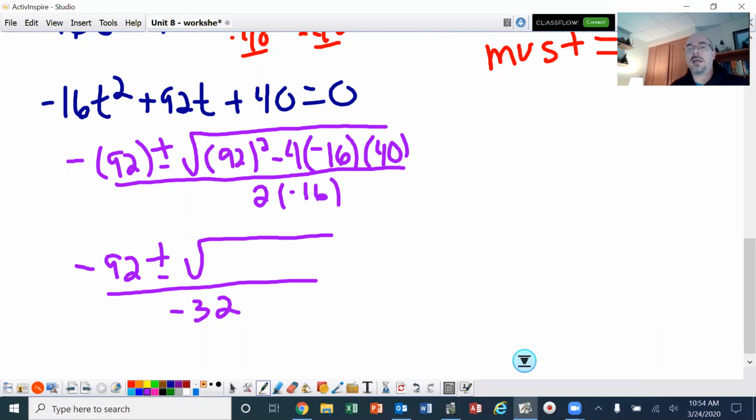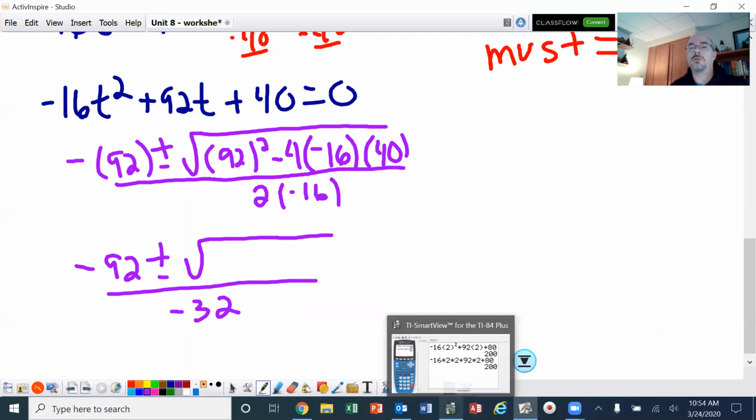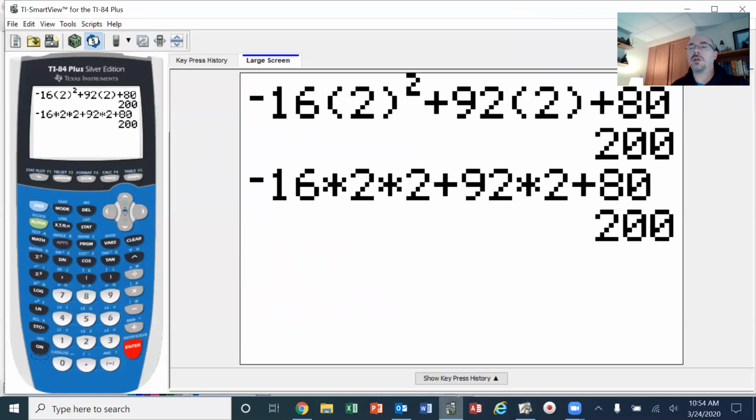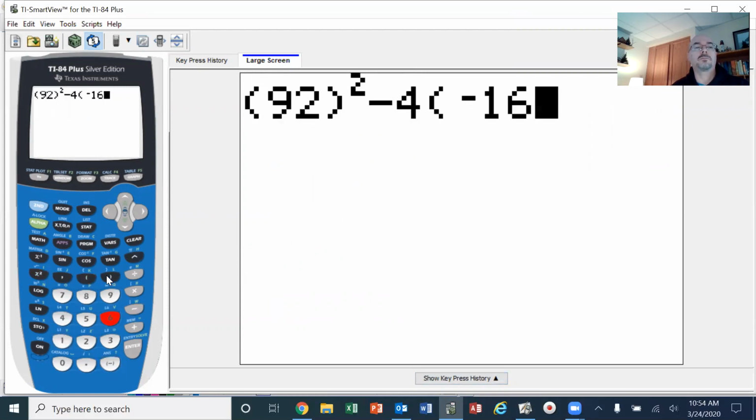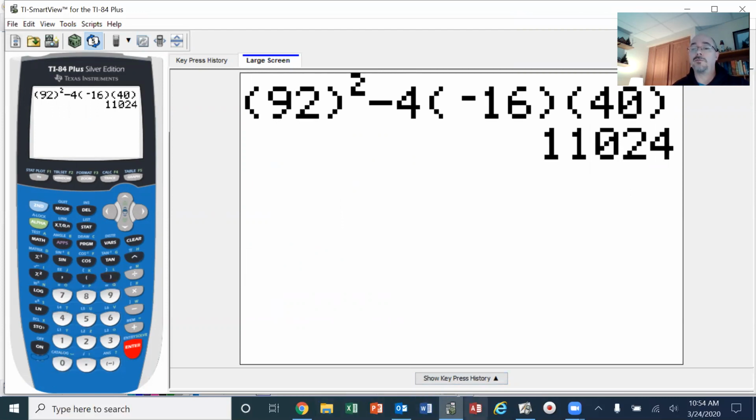So when we type that into the calculator, here we go. Again, I'm going to use our calculator. If you're using your cell phone, you're going to have to adjust a little bit. We're going to take the 92 and square it. We're going to go minus the 4 times the negative 16, and then multiply that by the 40. We're going to get a fairly large number here: 11,024.